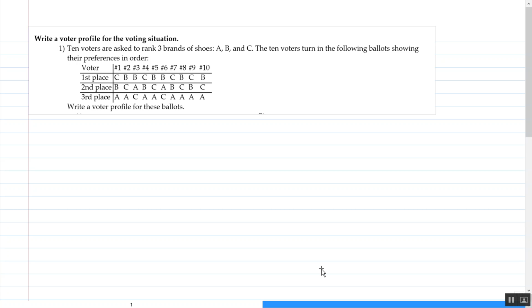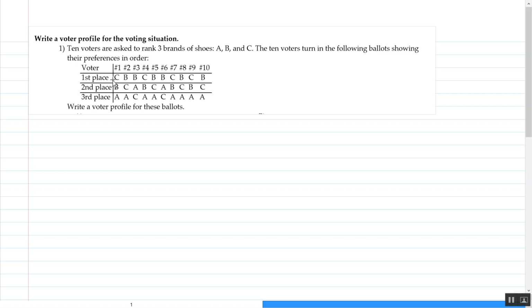10 voters are asked to rank 3 brands of shoes, A, B, and C. The 10 voters turn in the following ballots showing their preference in order. We're supposed to write a voter profile for these ballots. Okay, so, we've done these before. It's like the other preference tables, it's just organized a little bit differently. So let's go ahead and reorganize it in the way we're accustomed to seeing it.